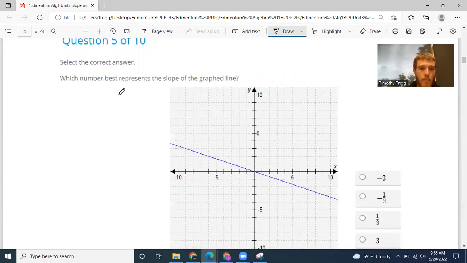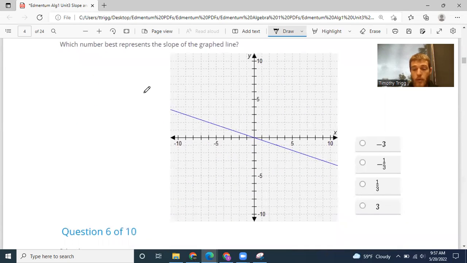Which number best represents the slope of this line? So once again, the slope is the rise over run. Here we could just look at a couple different coordinate points and find the rise over run. Before we do that, let me ask you this: do you think this line would have a positive slope or a negative slope just by looking at it? Well, I hope you can see it would have a negative slope because you're going downward as you go from left to right. So we're going to grab a couple of coordinate points.